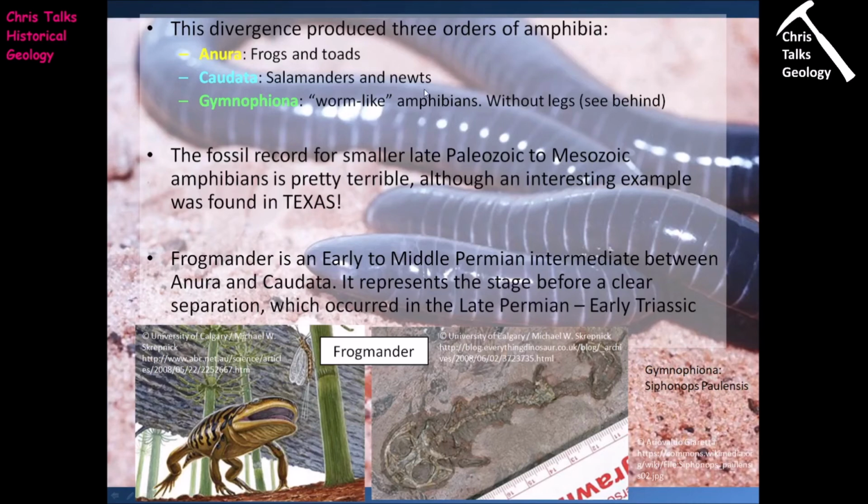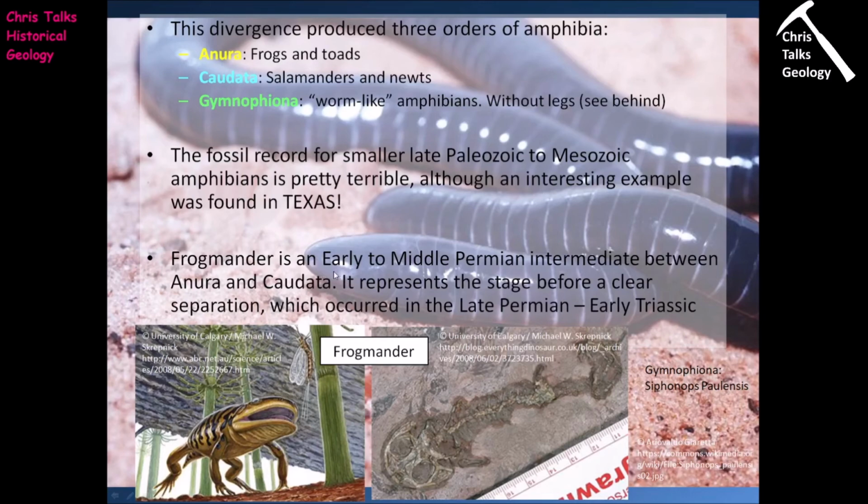Now, the fossil record for these smaller late Permian to early Mesozoic amphibians is pretty terrible, because these are relatively small animals, they have relatively fragile skeletons, and so they don't tend to fossilize that well. Now, there is actually one particularly interesting example, and it actually comes from Texas, and it's an organism called Gerobatrachus, nicknamed frogmander. And as the name suggests, it's an intermediate species between the frogs, so the Anura, and the salamanders, the Caudata.